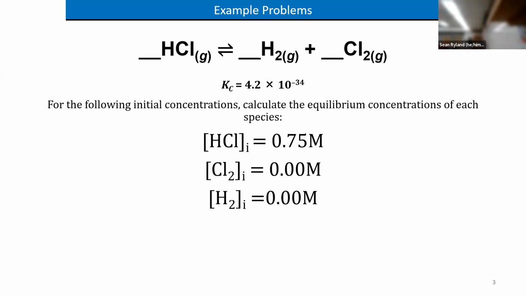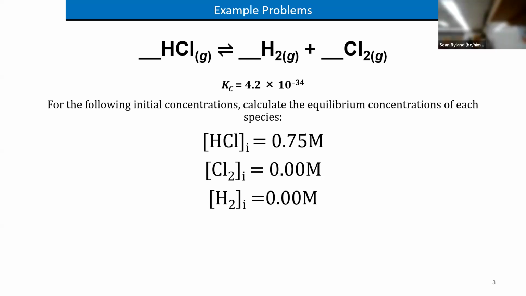Okay, so now that gives us an algebra expression for each of these, 0.75 minus 2X. At the end of the reaction, it's just what we started with plus the change, right? So X. So now the question is, how do we solve for X? What's the first rule of equilibrium?